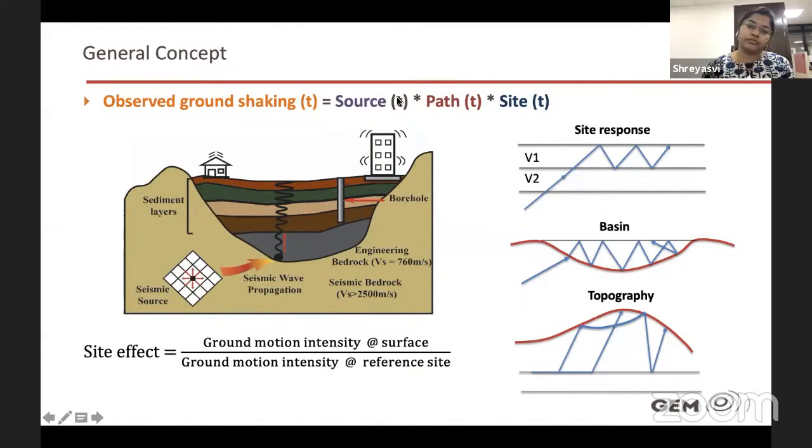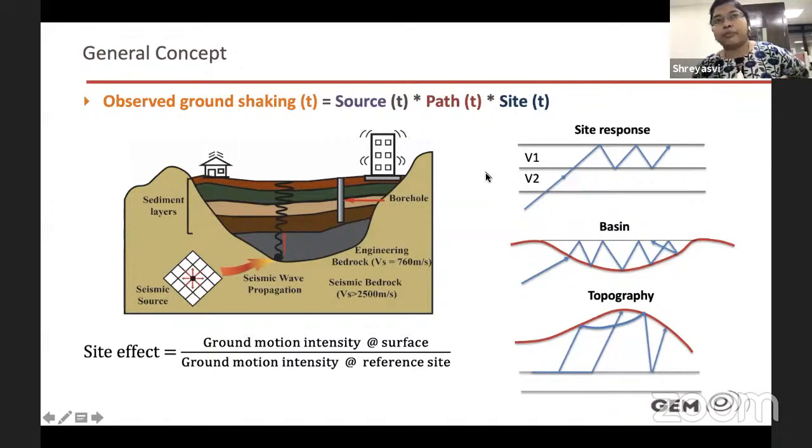So when we speak about source, it is the source which is actually causing or generating the seismic waves. And the propagation path is the path through which it travels, and then finally it comes to the site, which is actually a crucial aspect when it comes to the damage that could be caused to the built environment. So here, as you can see, we are not actually dealing with source or path in today's lecture, but we will be focusing only on the site part here.